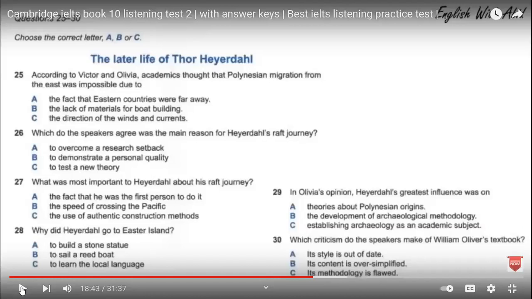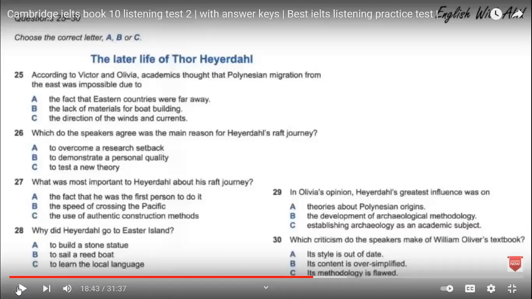Established. Archaeology as an academic subject. C. Is it C or B? C. No. It's also doubtful because we also related to development. Yeah. It will be B. The development of archaeological methodology.